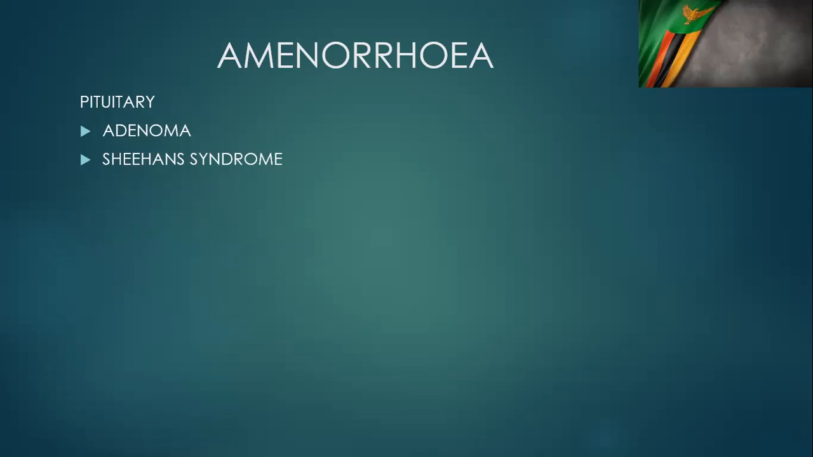Then you have amenorrhea that is as a result of problems with the pituitary gland. So you can have a pituitary tumor that destroys the pituitary gland, and therefore there's no follicle stimulating hormone being produced, there's no luteinizing hormone being produced, and therefore this patient won't ovulate. They will have amenorrhea because there's no follicle stimulating hormone and there's no luteinizing hormone.